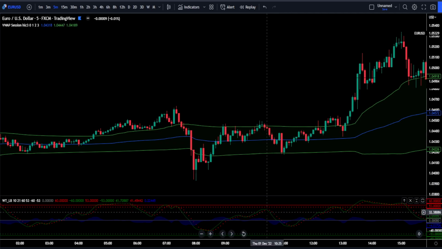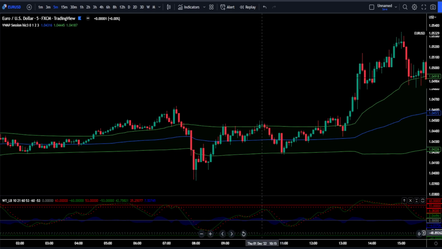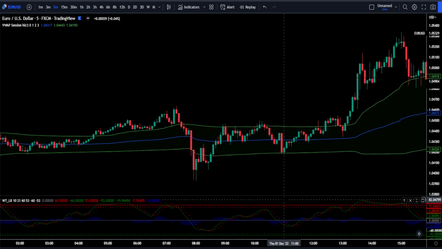How this indicator works is by identifying areas of overbought and oversold zones. It's just like the RSI, only that it gives you a lot more accurate signals. So we will be using this indicator to identify more sustainable points of entry for our buy and sell signals.